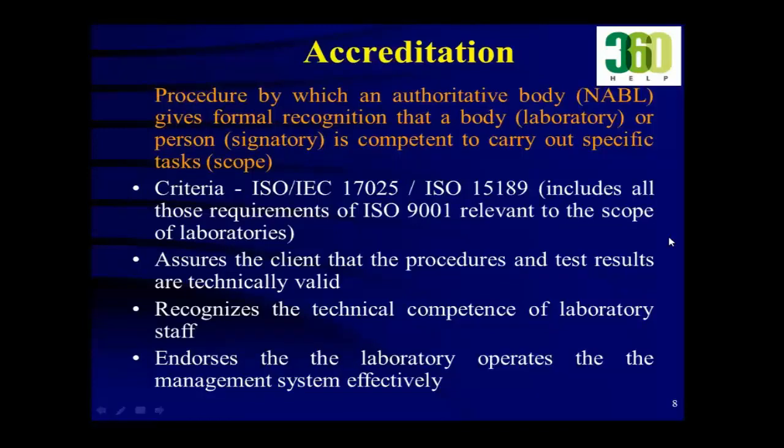So it's very specific. When anybody says my lab is NABL accredited, it's not the complete lab. It means the lab is accredited for a particular scope, for a particular test. You might be doing 100 tests and your lab is accredited for only 50 tests. So you need to understand this when you say you have to get your lab NABL accredited. You should be very clear what parameters you want to get accredited.